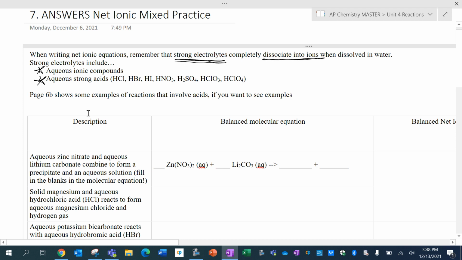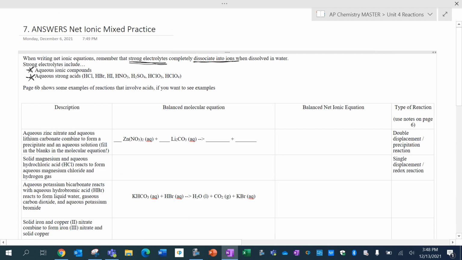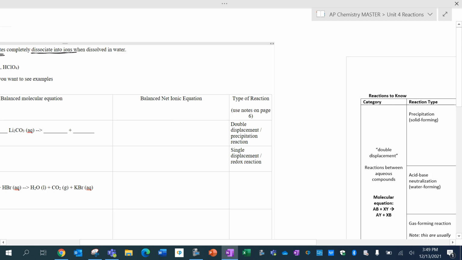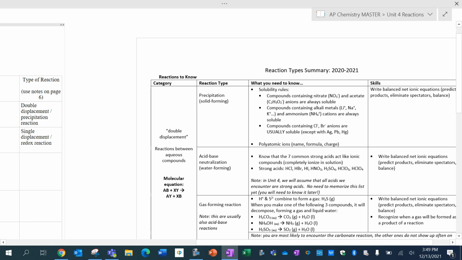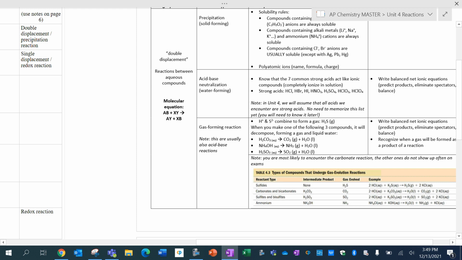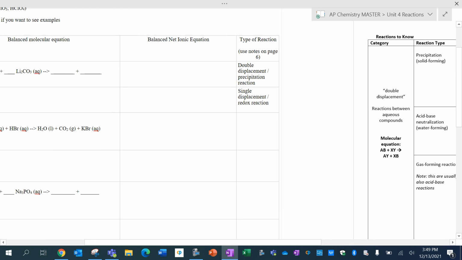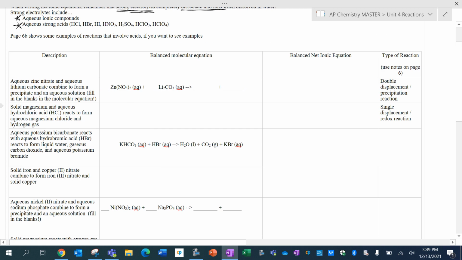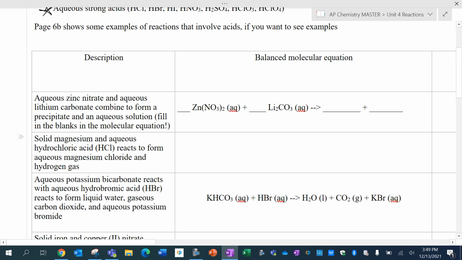And the other thing we're going to practice is identifying the different types of reactions. There are some notes here on page 6, and I have posted them off to the side so I can refer to them easily. There are different types of reactions, and we're going to practice identifying which is which. This first one we're going to look at is a double displacement reaction. It's a precipitation reaction, so this is one that we've done some practice with already.